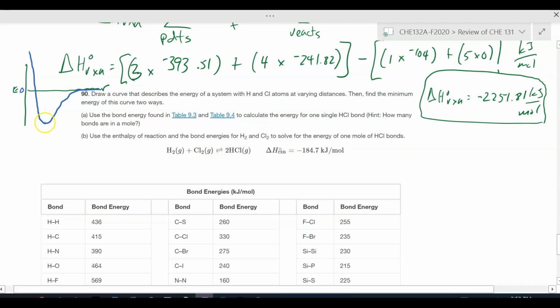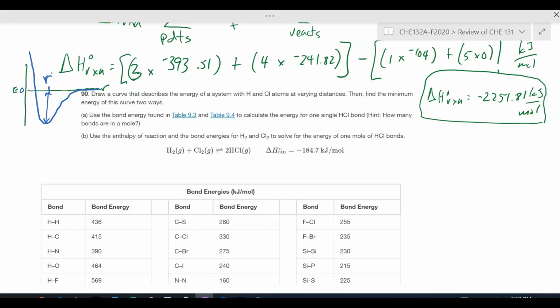This energy right here is what we call the bond enthalpy of the bond, and the distance at which it occurs would be the bond length. That is the common bond length for that bond. That's one of the graphs I carry around in my memory to think about.